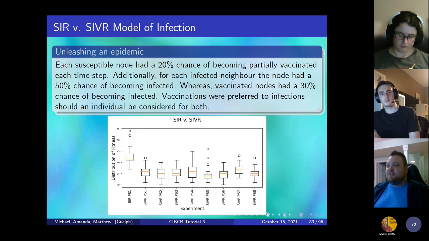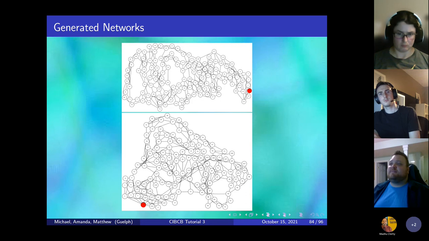Though if you look at parameter setting five, it has a very low variance, with most of the results being lower than the medians of all the other parameter settings. So these are some of the generated networks. If you look at the top one there, you can see more of the original ring is maintained within the network, and there's more fluctuation in the bottom network for the vaccinated version.